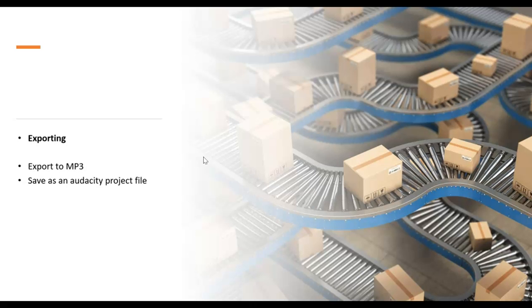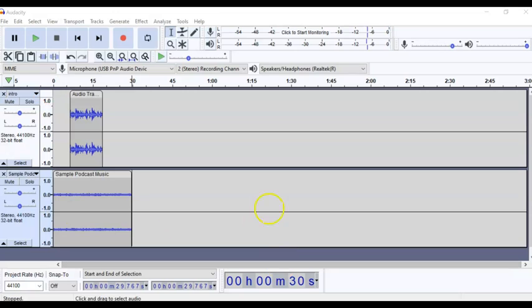How do I get that file out of Audacity into some consumable format? We call that exporting. We want to export it to MP3, and we also want to save the Audacity project file. So this is an Audacity project file, right? It's what we've been working on. It doesn't have a name yet. You should save it all the time when you're editing. Save, save, save, right? You're always clicking that save icon.